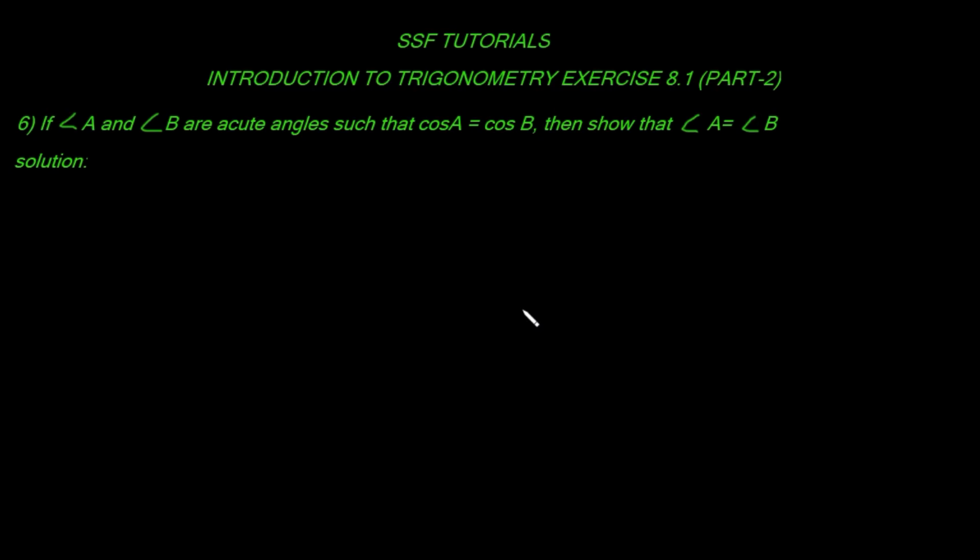Now guys, let's start with question number 6. I'll be skipping question number 4 and question number 5 since they are similar to question number 3. So now let's start with question number 6, which says that if angle A and angle B are acute angles such that cos A is equal to cos B, then show that angle A is equal to angle B. Now let's draw a relevant diagram for the question.